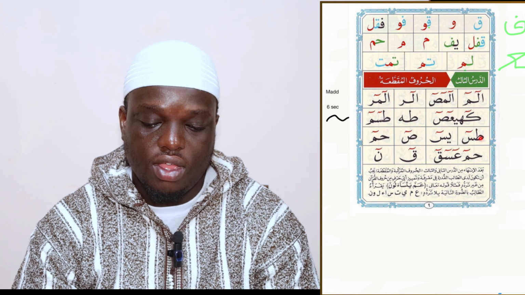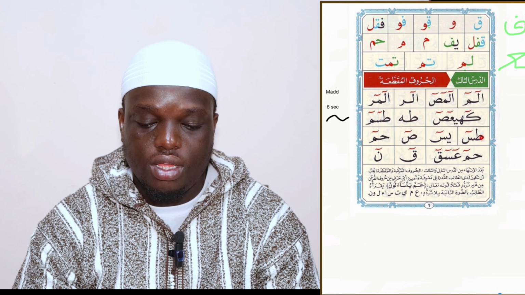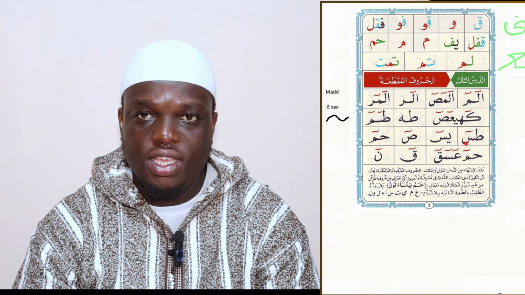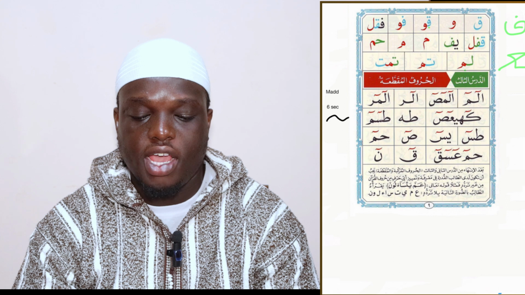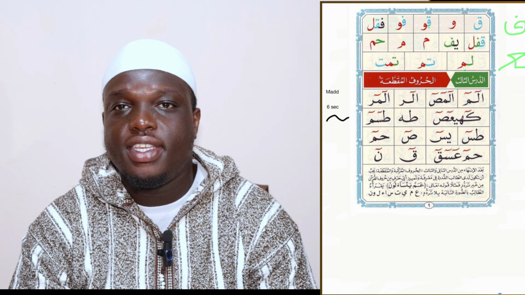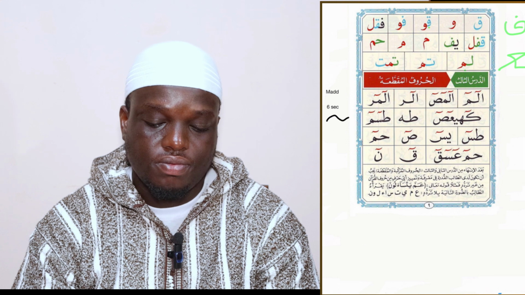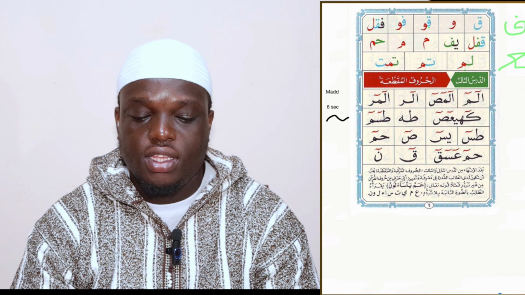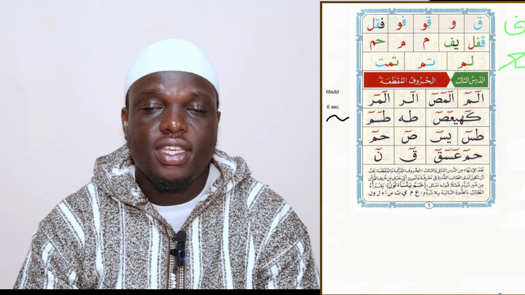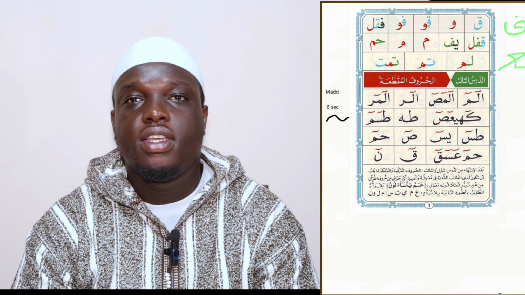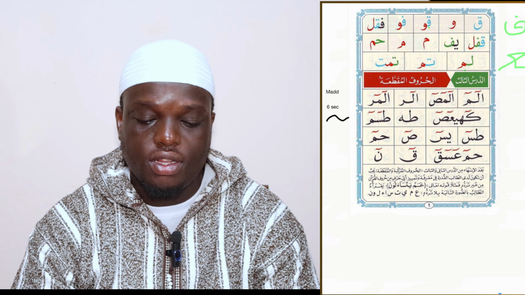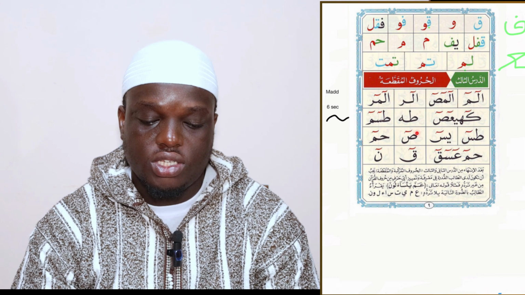Good. Next one we have a Ta. Next letter we have what? A Seen. Seen with a mud. Ta with no mud. So Ta, Seen. Repeat after me. Ta, Seen. Good. Next one. Ya and then Seen. Yasin. Good. Excellent.